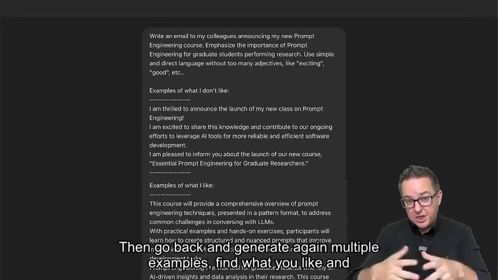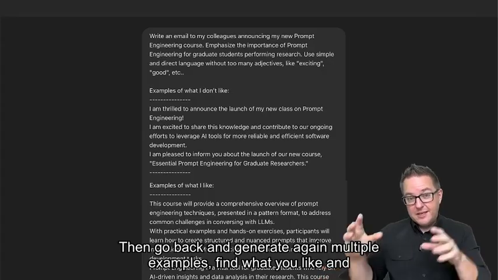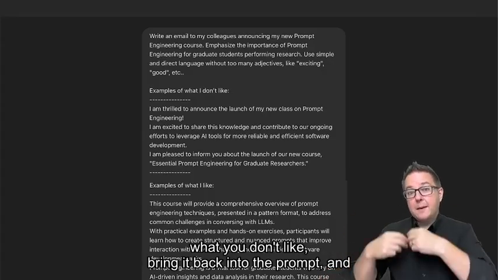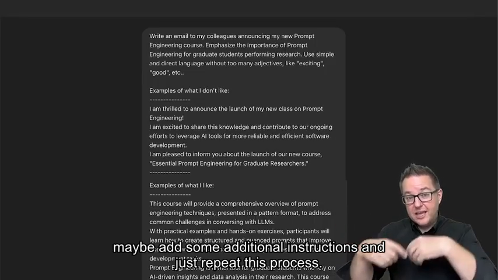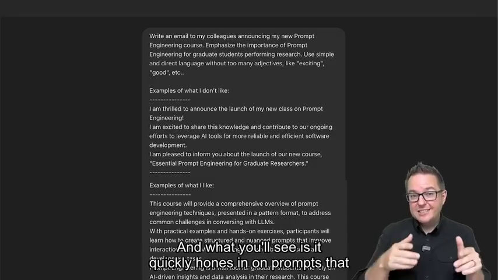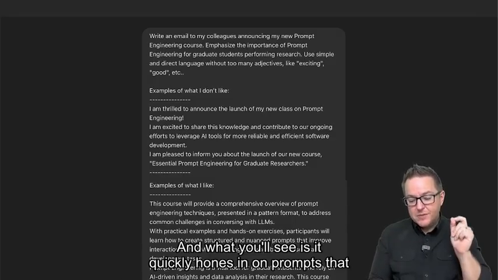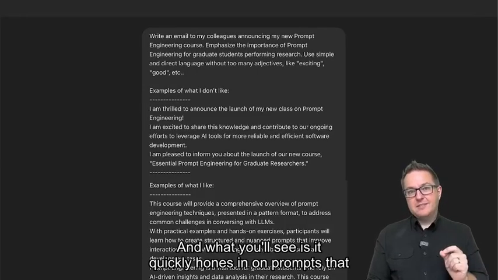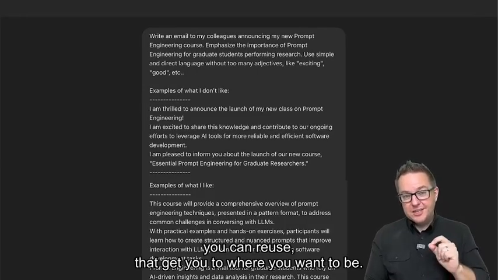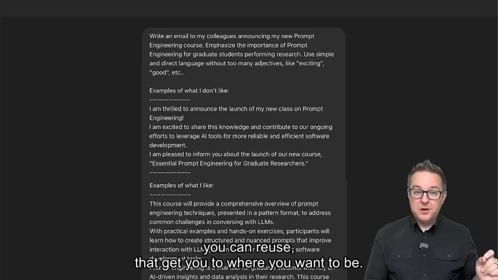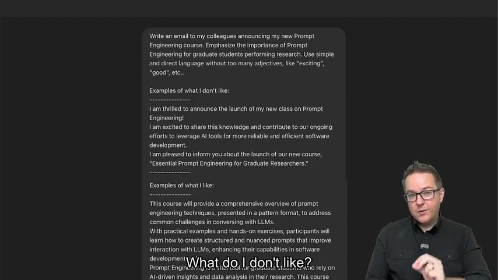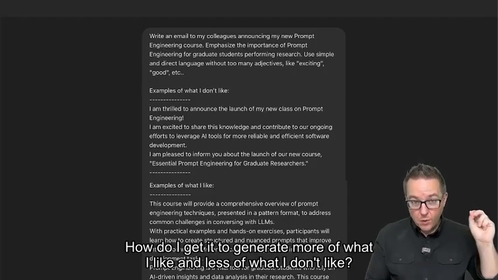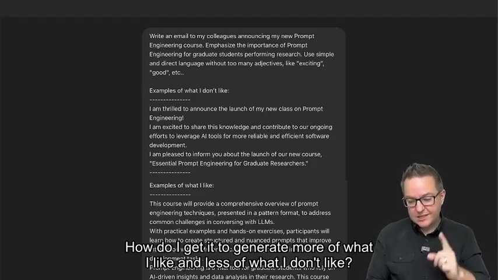Then go back and generate multiple examples again. Find what you like and what you don't like, bring it back into the prompt, and maybe add some additional instructions. And just repeat this process, and what you'll see is it quickly hones in on prompts that you can reuse that get you to where you want to be. This simple process of asking what do I like, what don't I like, and how do I get it to generate more of what I like and less of what I don't like.